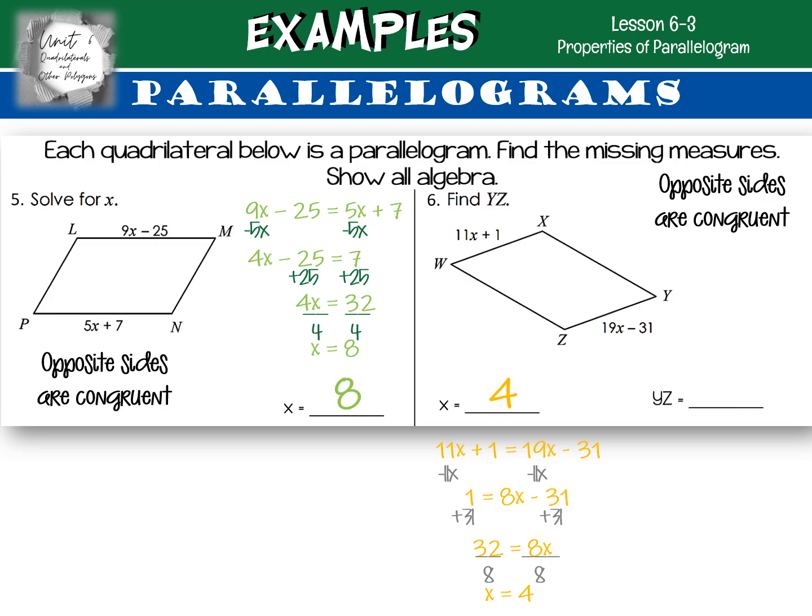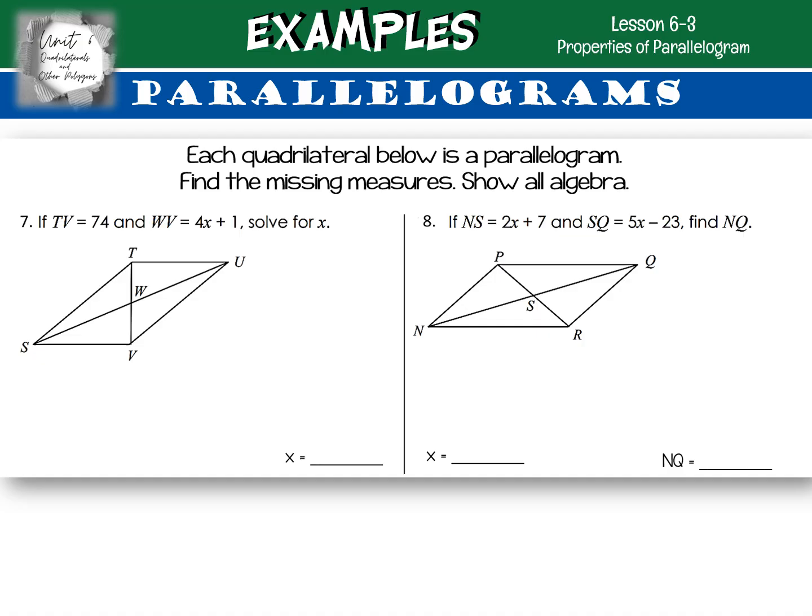We're not totally done though. We need to substitute in because we need to find the length of segment YZ. So the expression for that is 19x minus 31. In place of x, we put 4 because we just found out x was 4, and calculate, and length of segment YZ is 45.